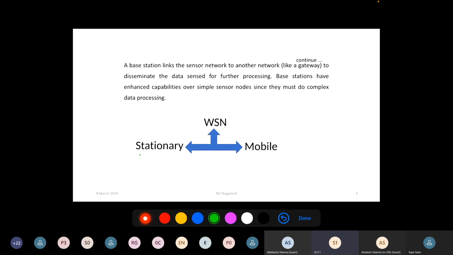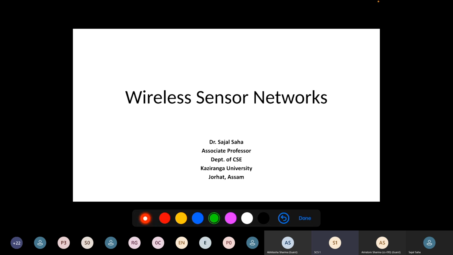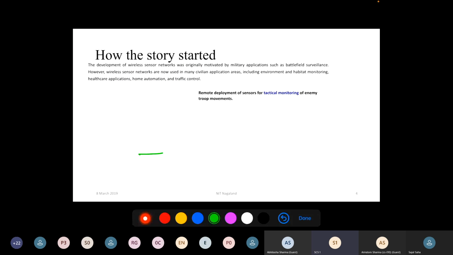Here you can see in the early architecture, you can see that these are the. Can you see the earlier architecture? Yes. Sorry.